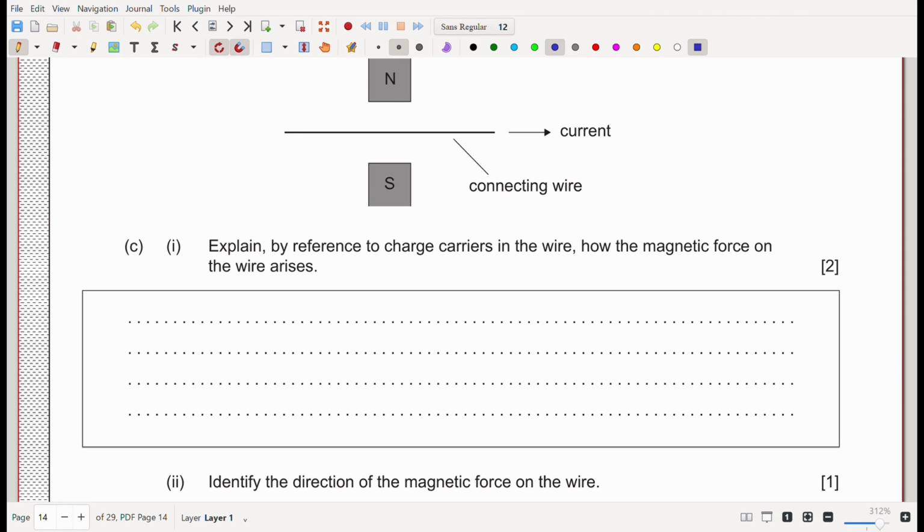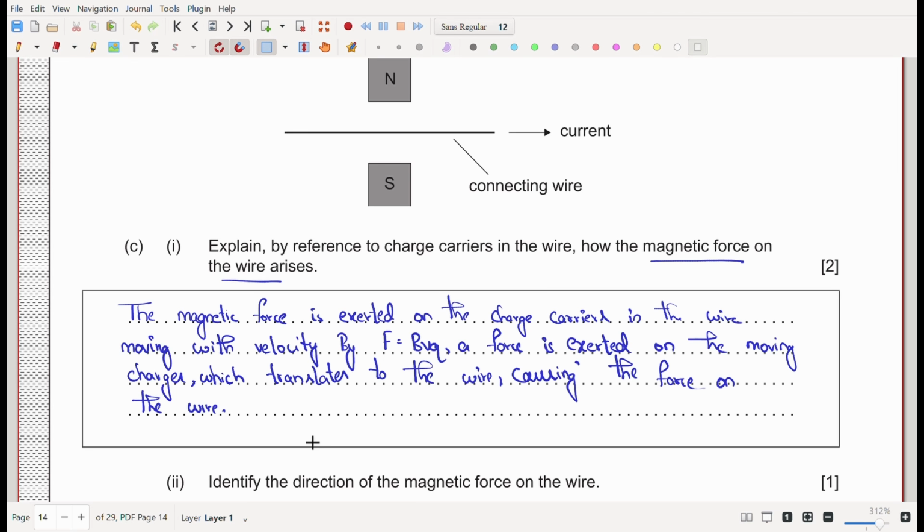Moving on to C part 1, explain by reference to charge carriers in the wire how the magnetic force on the wire arises. Now this is a pretty big writing question, so I'm going to copy paste into this. Okay, so I've written out the answer over here, guys.